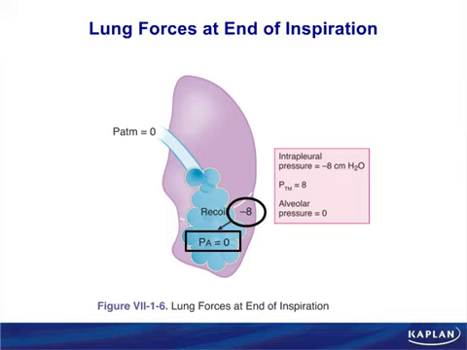So notice at the end of inspiration, we have a greater transmural pressure gradient. The alveoli are more distended. They have more volume. And that volume, we got air coming in, which in turn equalized the pressures. So that's what's happening at the end of inspiration.